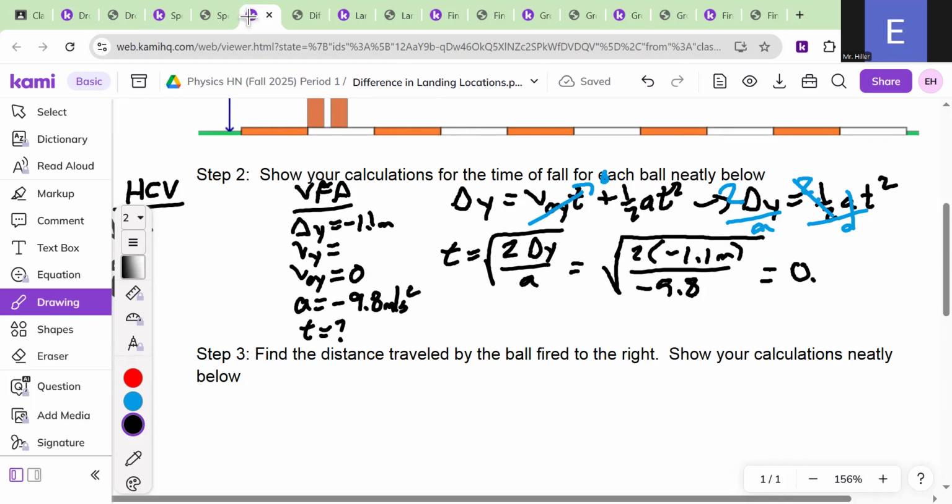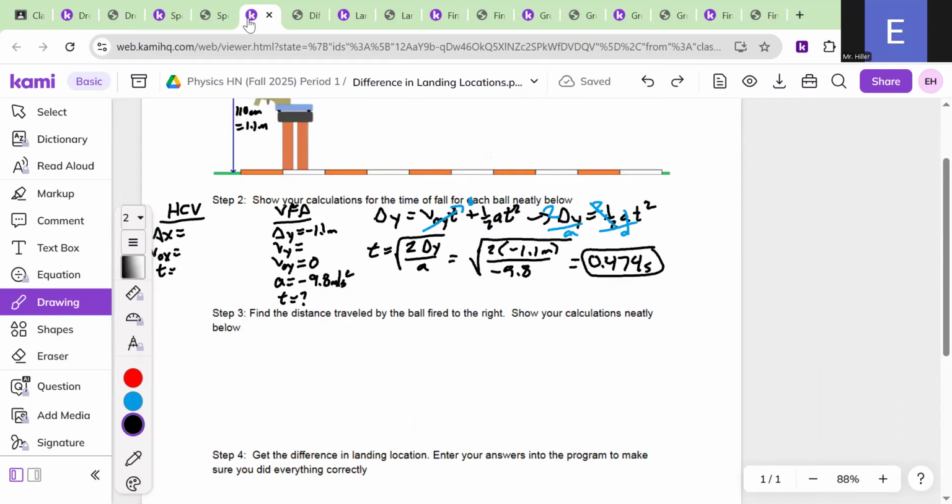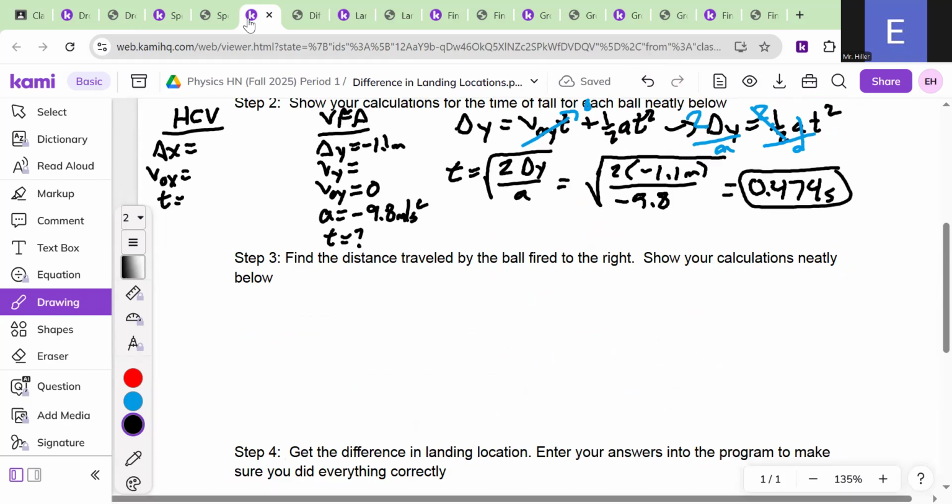So I'm getting a time of about 0.474 seconds. Now the time it takes the horizontal one, this one here, to land, that's the same time it takes this one to fall. They will fall at the exact same time because time doesn't have a direction. The time it takes to go through the air is the same time it takes to fall down through the air. All right, so now we're going to find the distance.